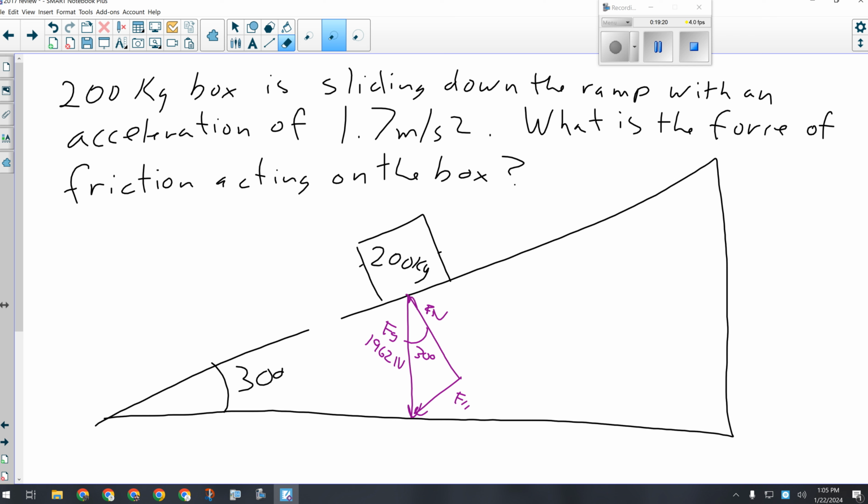All right, so forces I need to identify. This thing is sliding down the ramp because of F parallel. It is being resisted because of friction. The question wants me to figure out the force of friction. Well, right now I know the mass and the acceleration. What can I find? Net force. That's probably something I should find, as it's usually pretty important. Mass times acceleration, so 200 kilograms times 1.7 meters per second squared.